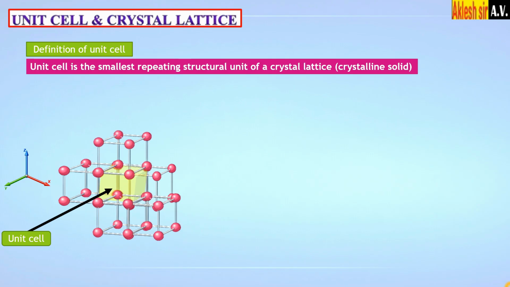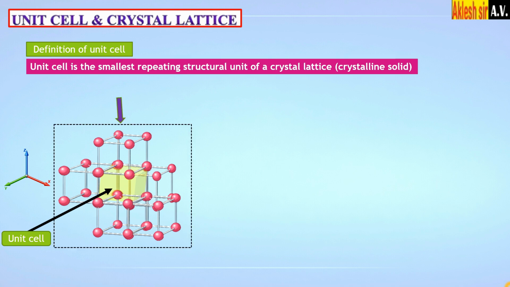So it repeats itself in different directions. Why is it repeating itself? It repeats to generate what is called the crystal lattice. And hence I say a unit cell is the smallest structural unit of crystal lattice, which when repeated in different directions generates the crystal lattice.